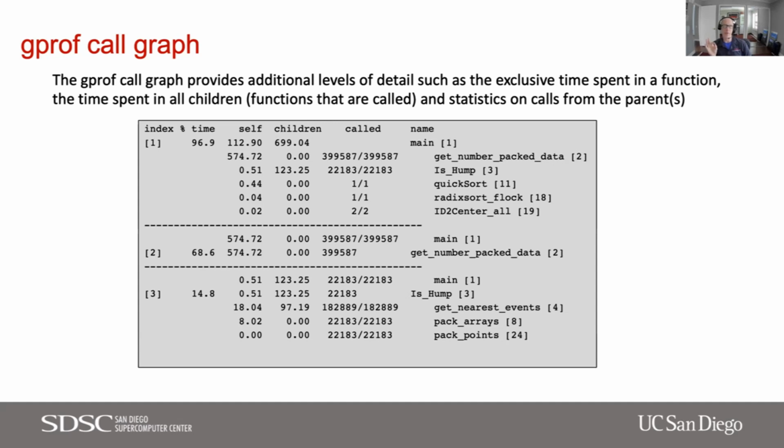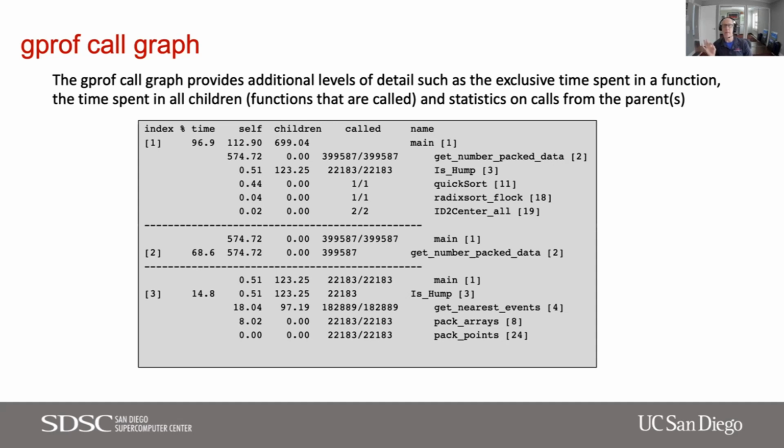So going back to my original code, for the call graph profile, we start at the top with main, and you'll see that main and all of its children accounts for 96.9% of the runtime. Now, usually these numbers won't quite add up to 100%. There's a little bit of overhead. There's some sampling that's involved, but it should be very close to 100.